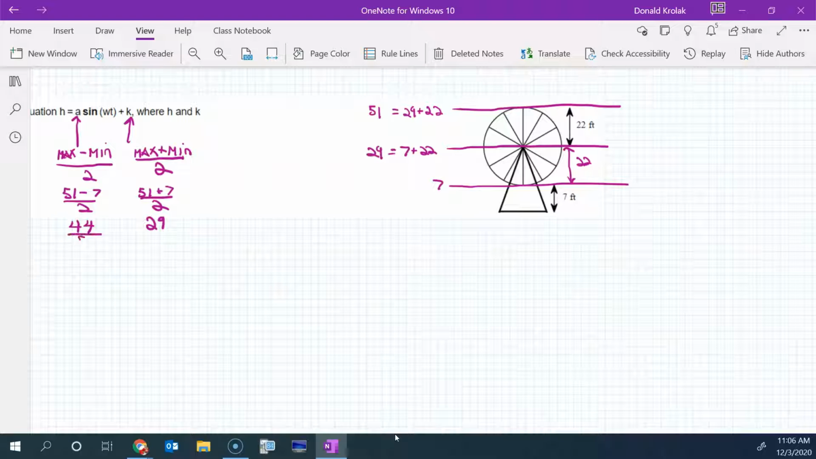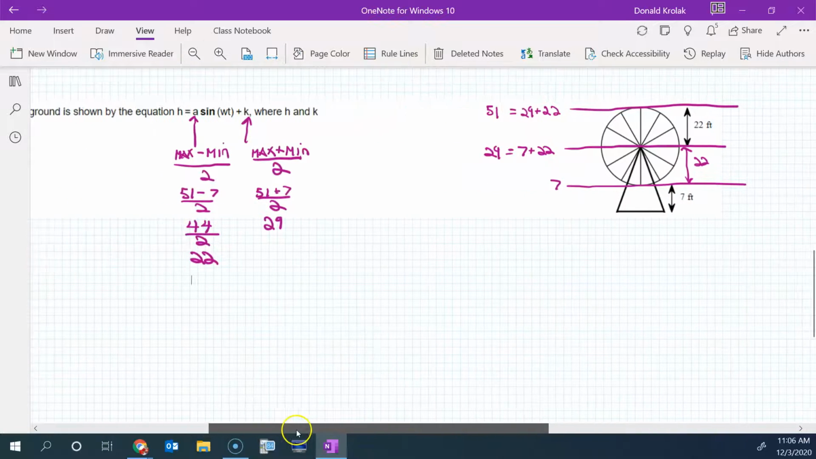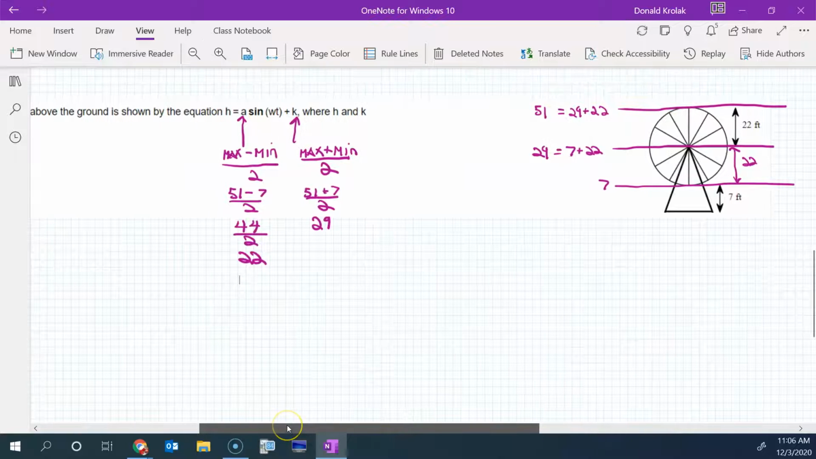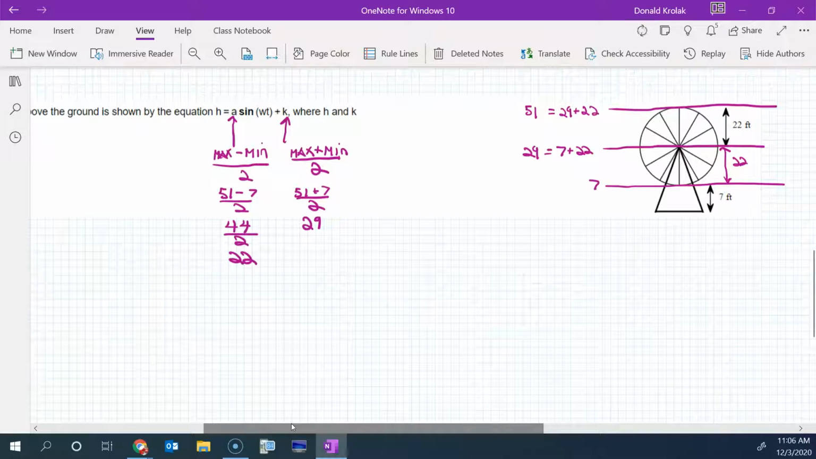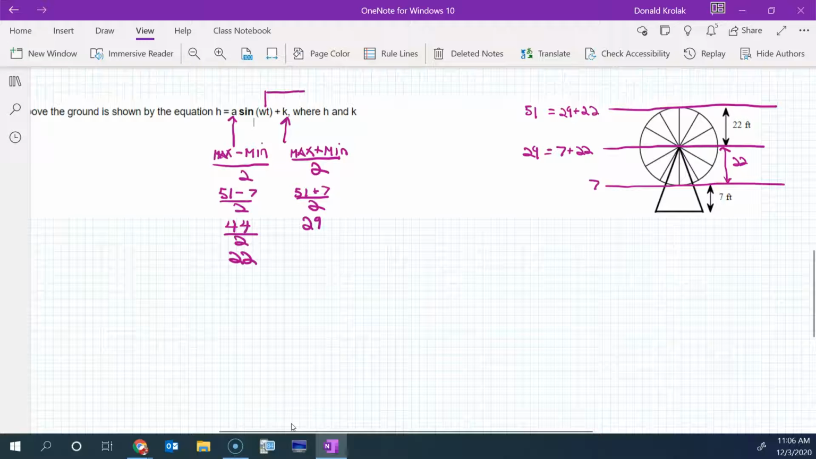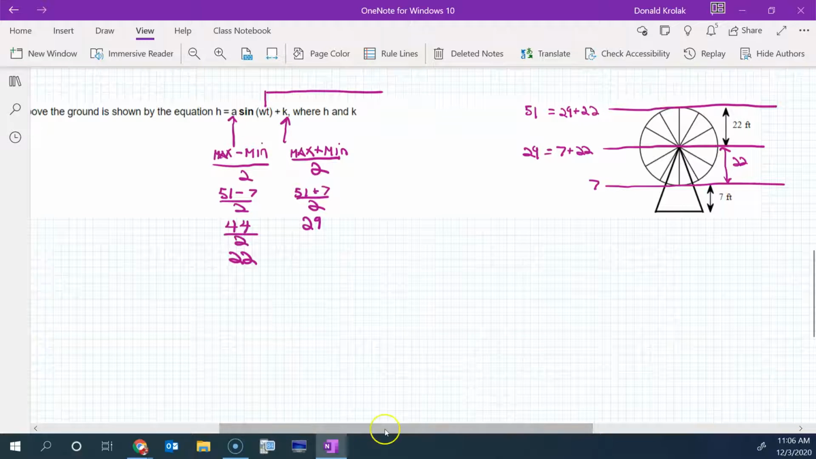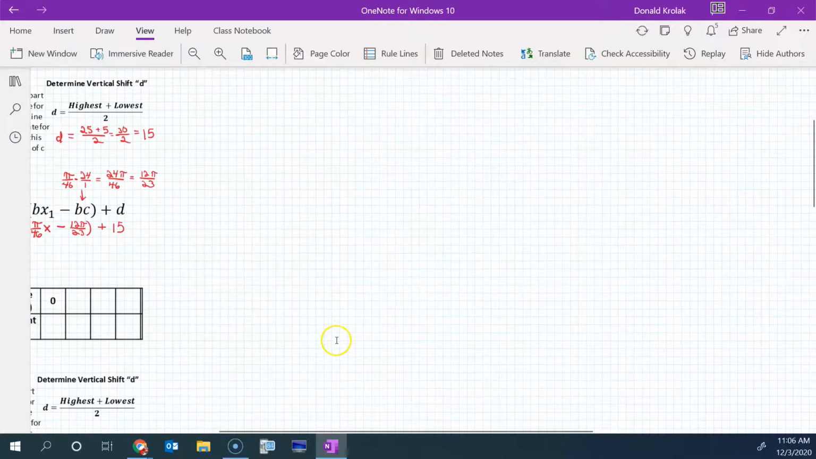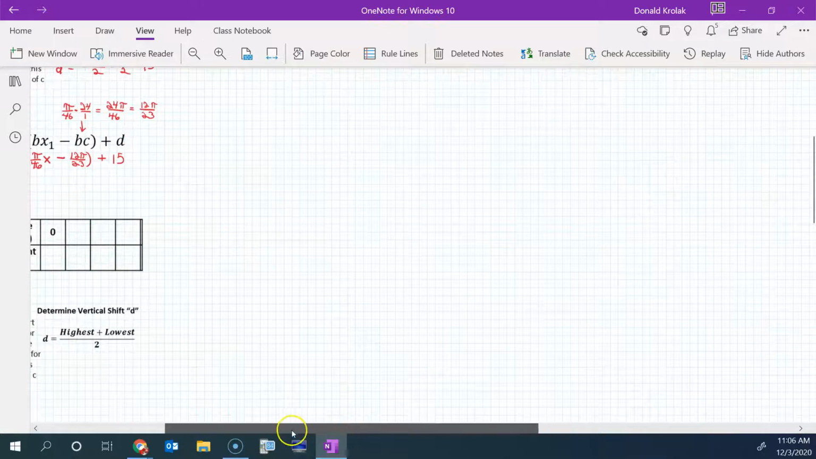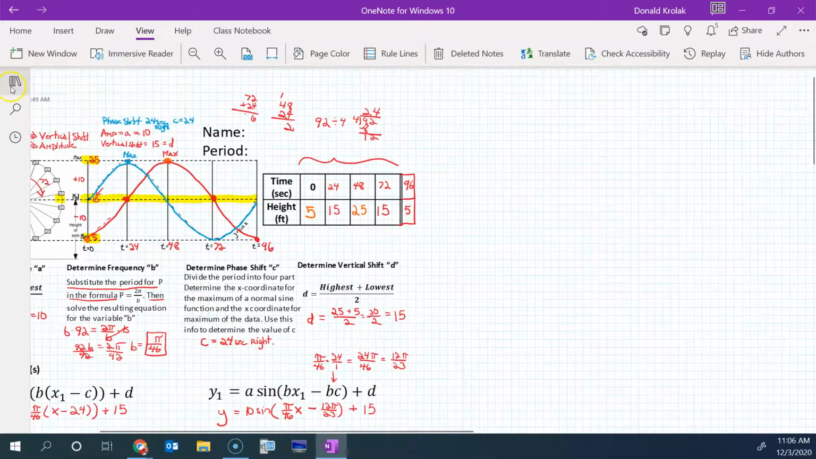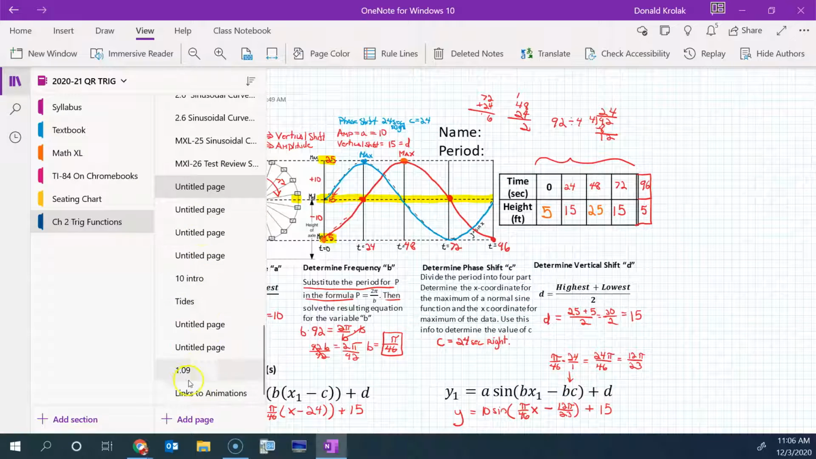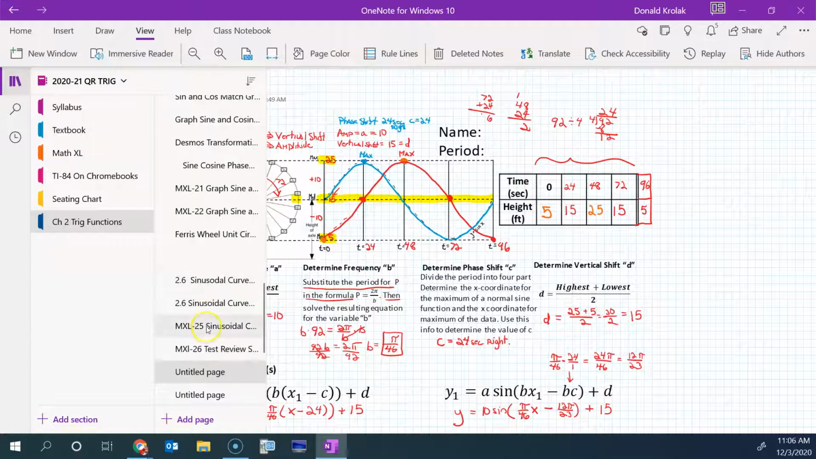Okay, 44 divided by 2, 22. All right, so I got A and I got K. Now all I need is the frequency, which in this problem is the W. You'll be able to use your notes, and on your notes you have the formulas. And so we have a formula for B that we used yesterday.